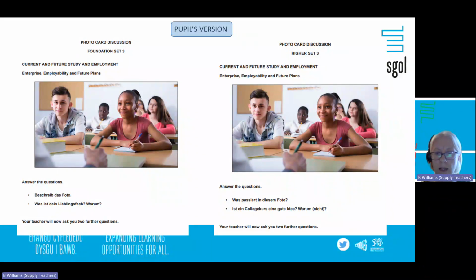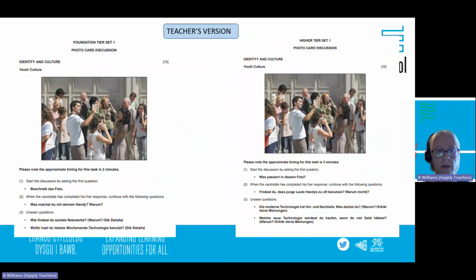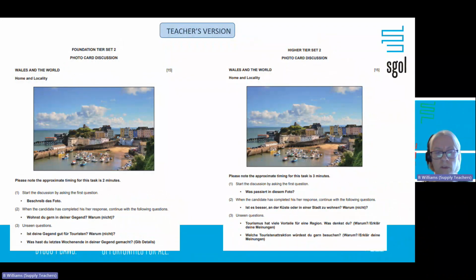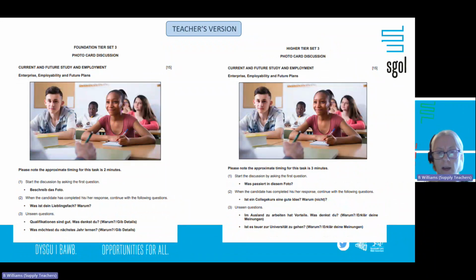And then on the next few slides, I'm going to show you what your teacher would be seeing during your exam, so what the unseen questions would be. So for this pair of photo cards, we've got the unseen questions at the bottom each time here. We've got the unseen questions for the foundation on the left and for the higher on the right. And as you can see, the higher tier questions are that much more complex as you would expect. And I've got the same thing for this photograph and for the last.